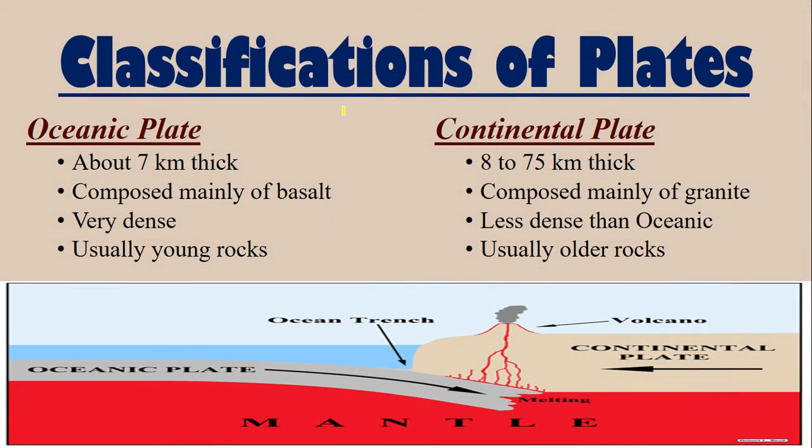Now, classification of plates. Plates are either oceanic plates or continental plates. Oceanic plates are about 7 kilometers thick. They're really thin. They're composed mainly of basalt. They're very dense, usually young rocks. Continental plates are 8 to 75 kilometers thick, composed mainly of granite. They're less dense than oceanic plates, and they're usually older rocks.